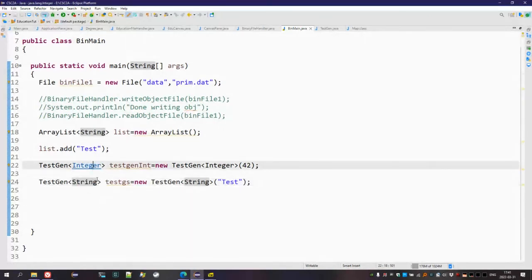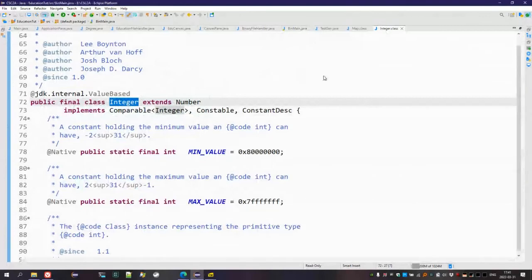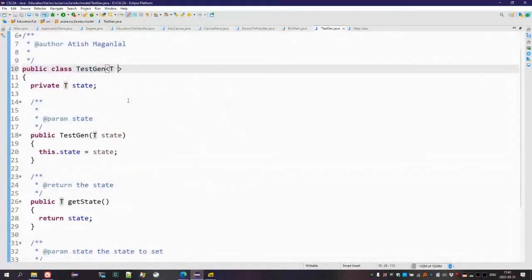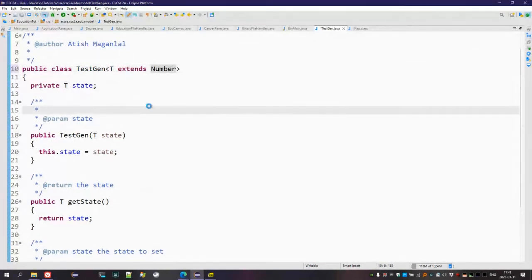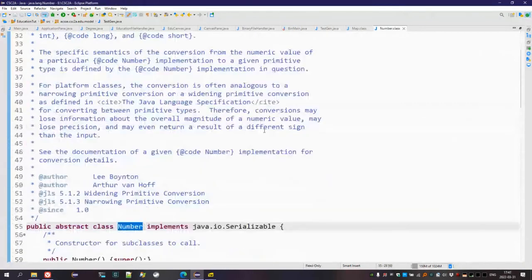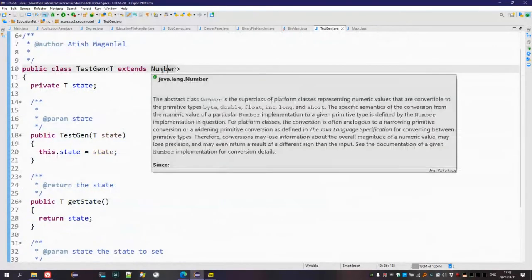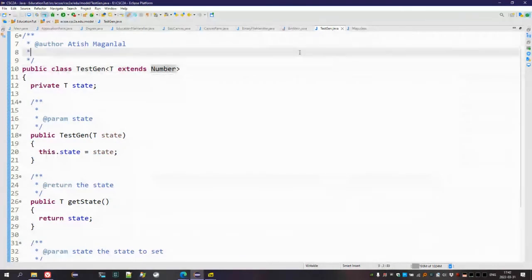However, if we change it up, and we go into the class itself, and we say something like extends number. So what is number? If you go look at number, number is a superclass of the classes that are wrapper types for byte, double, float, int, long, and short. So that's what number is.